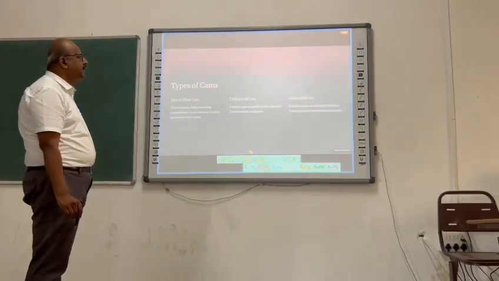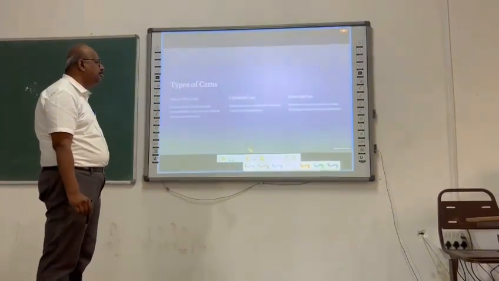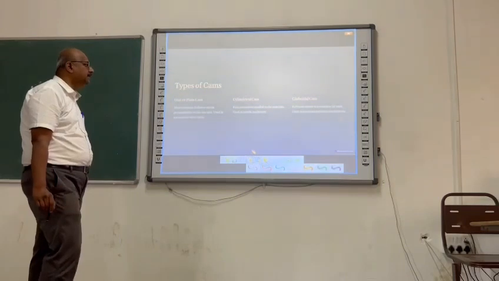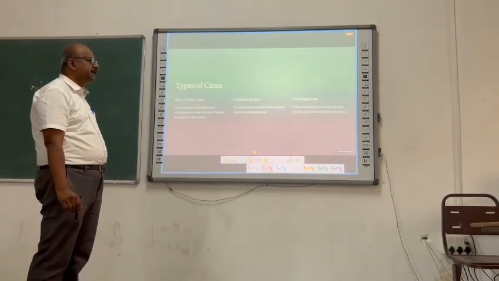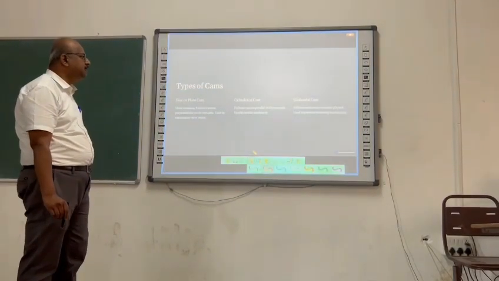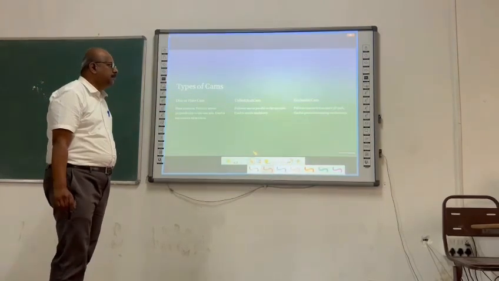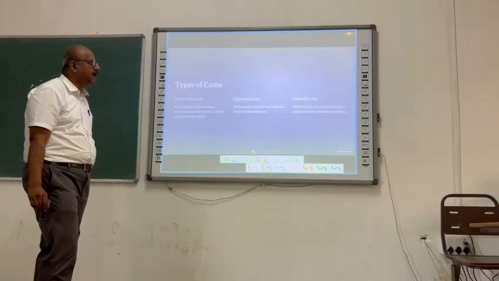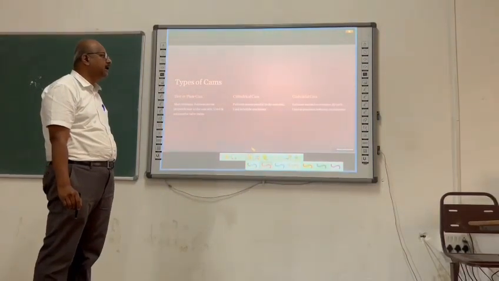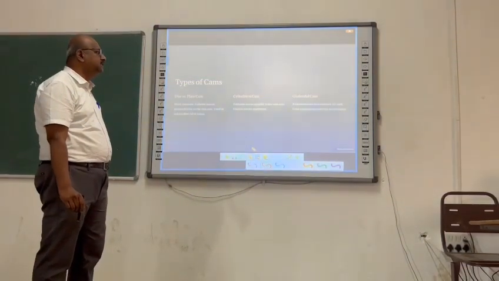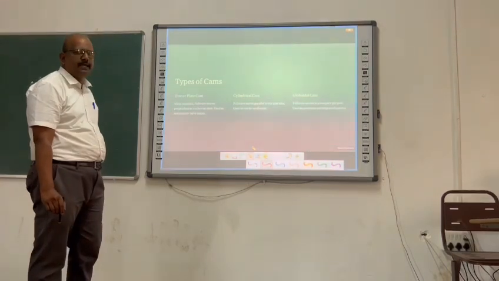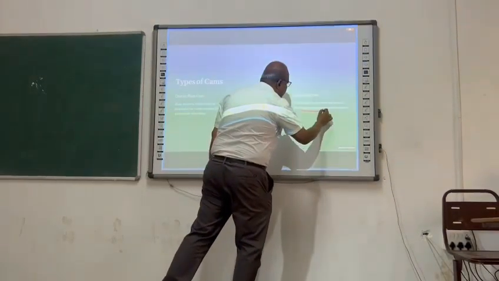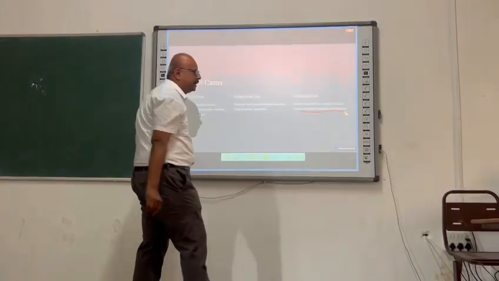Next one is the cylindrical cam. In the cylindrical cam, the follower will move in an axis parallel to the cam axis. This type of cam is used in textile machinery. Next, the clovoidal cam. In the clovoidal cam, the follower will move in a complex 3D path. It is mainly used in precision indexing mechanisms.